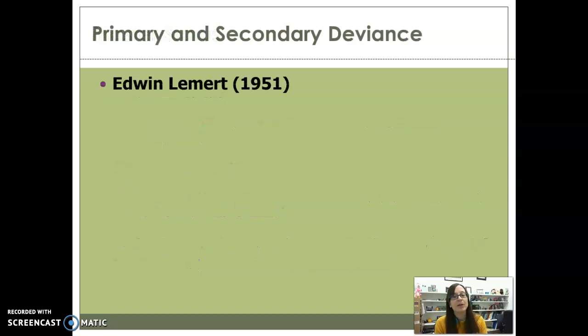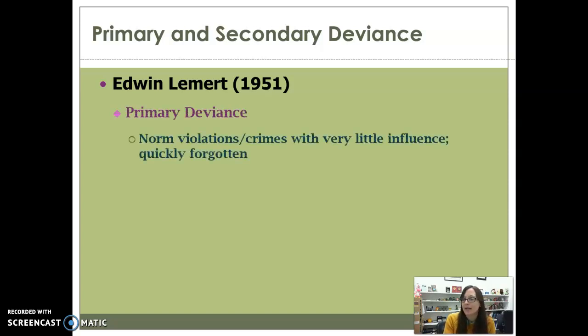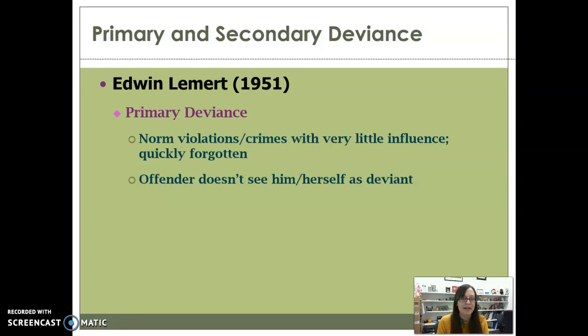So then Edwin Lemert came up with this idea of primary and secondary deviance, which kind of takes in some of these ideas. Primary deviance is basically any norm violation or crime that may or may not have any kind of influence. If they're not caught for it, quickly you forget about it. The offender certainly doesn't see themselves as deviant, and so the offender might rationalize their behavior or see it as socially acceptable in some way, but they have committed an act of deviance and or crime. This would be something that's opportunistic, they take advantage of it. If they get away with it, then they're fine. That's the end of it.